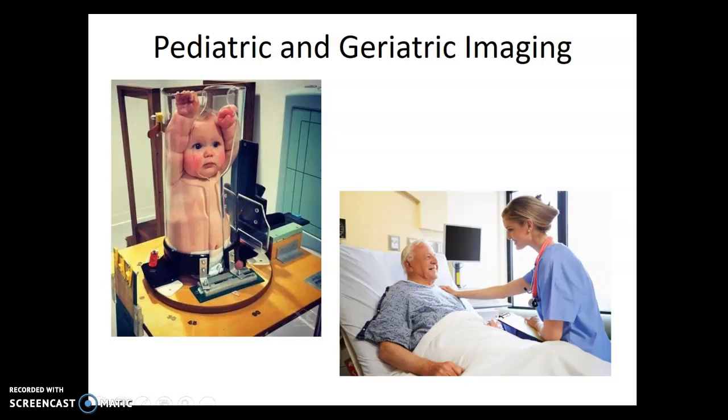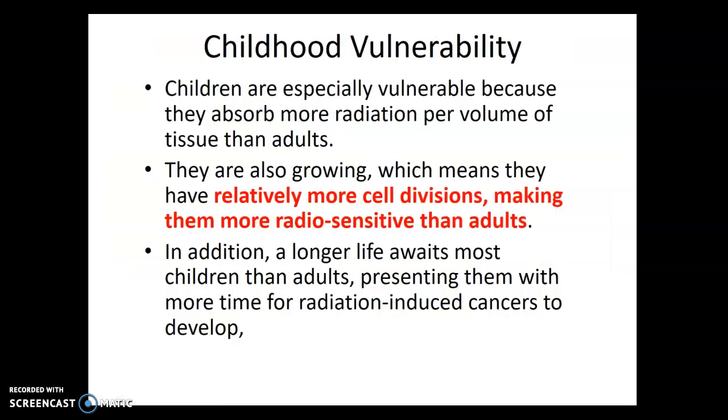All right, we're moving on to pediatric and geriatric imaging. So, childhood vulnerability. Your pediatric patients are more vulnerable to radiation. They are essentially smaller, right? But they absorb more radiation per volume of tissue than adults. They're also still growing, which means they have more cell divisions happening, which makes them more radiosensitive than adults. They also have a longer lifespan than adults, so there is more possibility of seeing some results of a radiation-induced cancer or something like that.